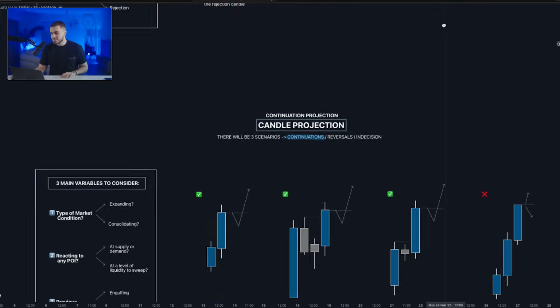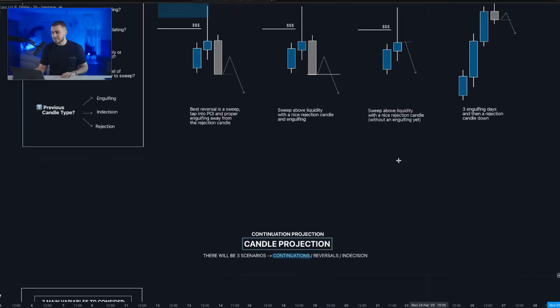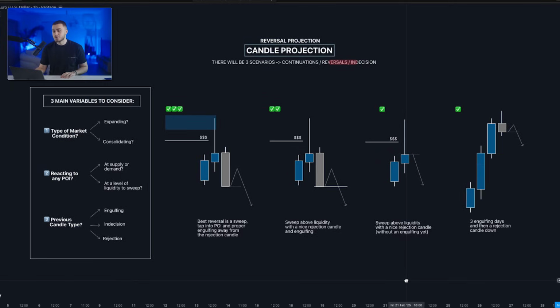So the difference between the continuations and the difference between the reversals is all about the reactions at certain points of interest. Price may be moving very well in one direction, but these are the reasons why price may actually slow down and start to reverse. So we now know what reversals actually look like. Let's get into a live case study to consolidate this all.